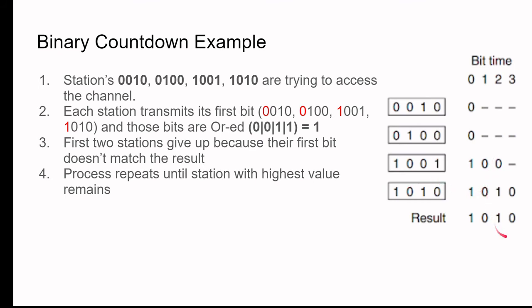And in the third go-around, the third bit for the third station is 0, while the third bit for the fourth station is 1, and 0 or 1 is 1, so the third station quits trying to connect to the channel, so we're only left with the last station, which successfully connects to the channel, and also has the largest value out of the 4 stations.